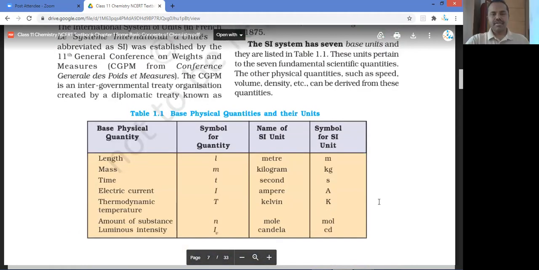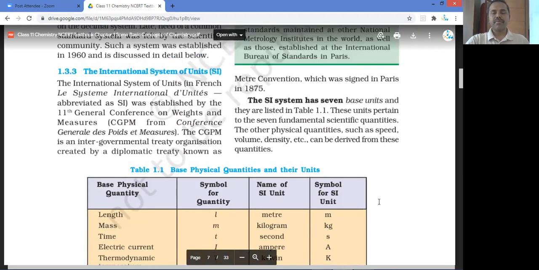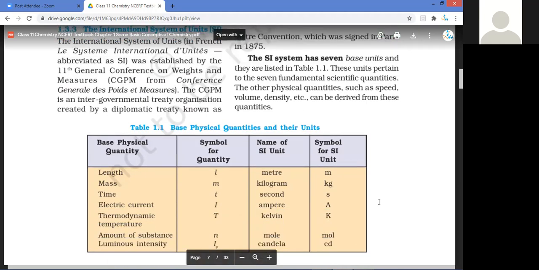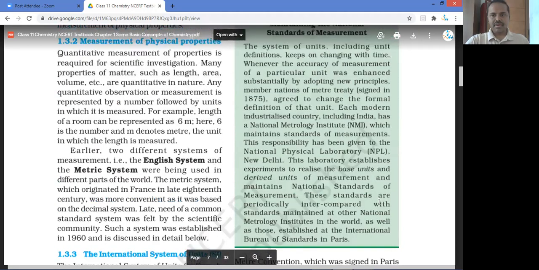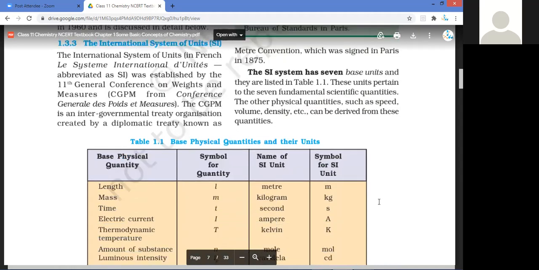So length is meter, mass is kilogram, time is second, electric current is ampere, temperature is Kelvin, amount of substance is mole, and luminous intensity is candela, cd. Because in some of the problems, the quantities may be in different units, and they will expect us to first convert them into SI units. So I would suggest that you plan some time to memorize these conversion formulas.